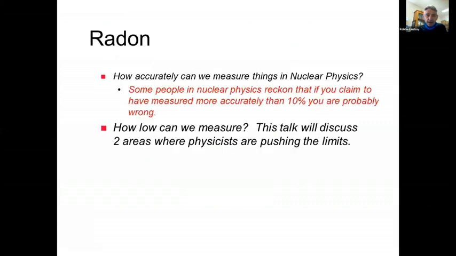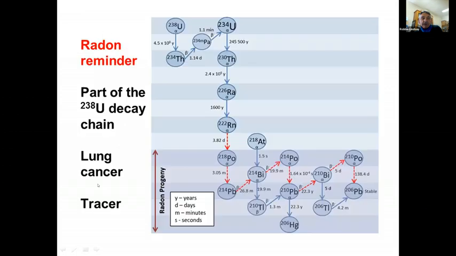Right, so how accurately can we measure things in nuclear physics in general? I know students always think we measure very accurately, but I've heard some experts say, if you say you're doing better than 10%, even in a scattering experiment, you're probably optimistic, if you think not so much about statistical uncertainties, but systematic uncertainties about distances and sizes of detectors and all sorts of stuff like that. Anyhow, what I'm going to talk about is very low level measurements of radon and why those can be very useful.